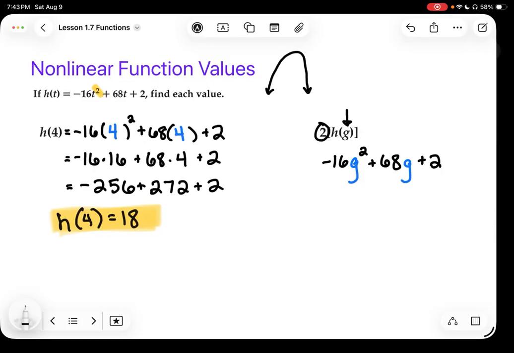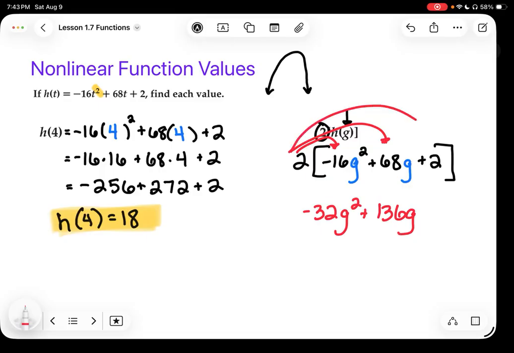Okay, fine, but what about this 2 in front? What does that mean? Well, that means take this thing after you've replaced the g and multiply by 2. And all that means is just double all of these numbers. It's just using the distributive property here. So we do 2 times negative 16g squared. That's negative 32g squared. 2 times 68 is 136g. And then I'm pretty sure 2 times 2 is 4. So I have my calculator open if I need to check myself there. But I think 2 times 2 is 4. And so there's our final answer for that one.